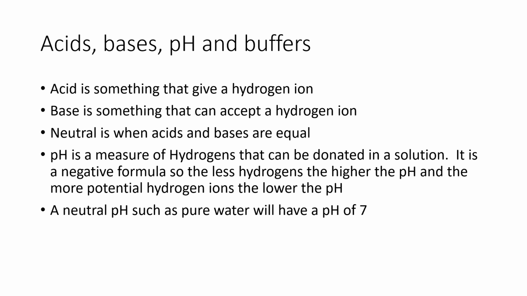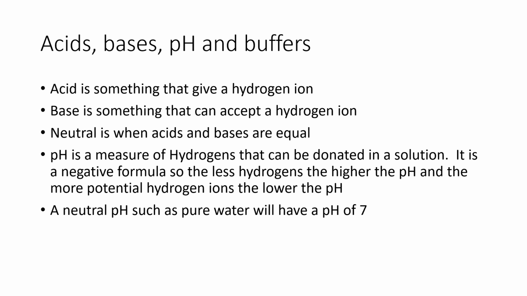If we have more base, the pH goes down. I'm sorry, if we have more base, the pH goes up. If we have less hydrogens, the pH goes down. Now, something neutral will be water because of the mathematical equation that's used to calculate pH. But for now, just remember pH is a measure of hydrogens. If you have more hydrogens, you have lower pH.